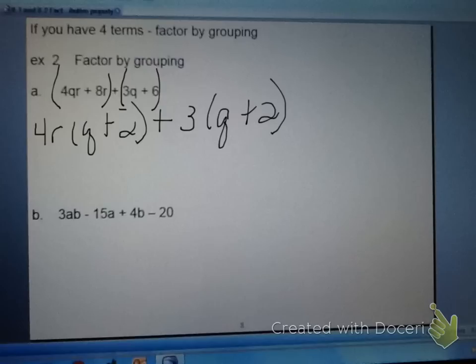Now, my GCF is what's in the two parentheses. They become 1. And what is left over? 4r plus 3.